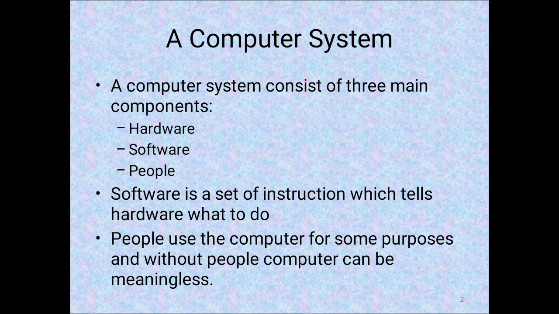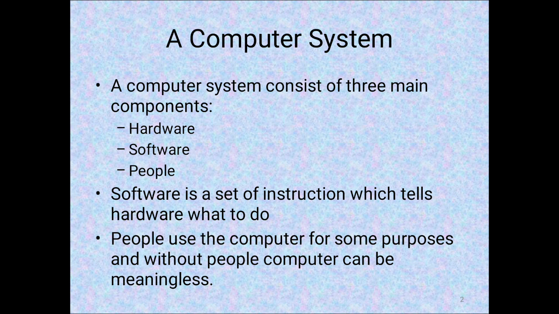What is a computer system? Computer systems consist of three main components: hardware, software, and the people. People means user. Hardware, all the peripheral devices that we can touch, is known as hardware. Software is the set of programs that work with the computer hardware, and people are those who operate the computer system, that is the user.